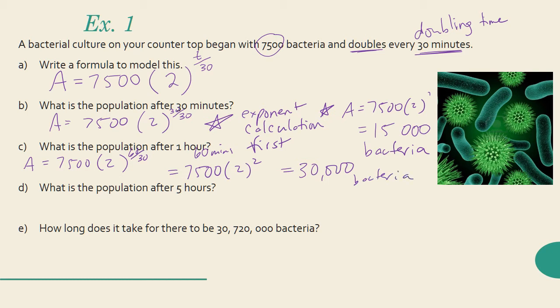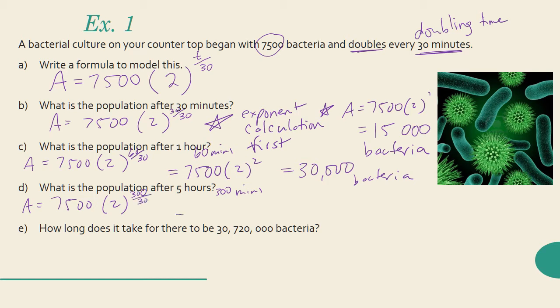What is the population after 5 hours? Again, you might be tempted to put 5 over 30, but now you're mixing units. So how many minutes are there in an hour? We just said 60. So do 60 times 5. That's going to give you 300 minutes. So do 300 over 30.